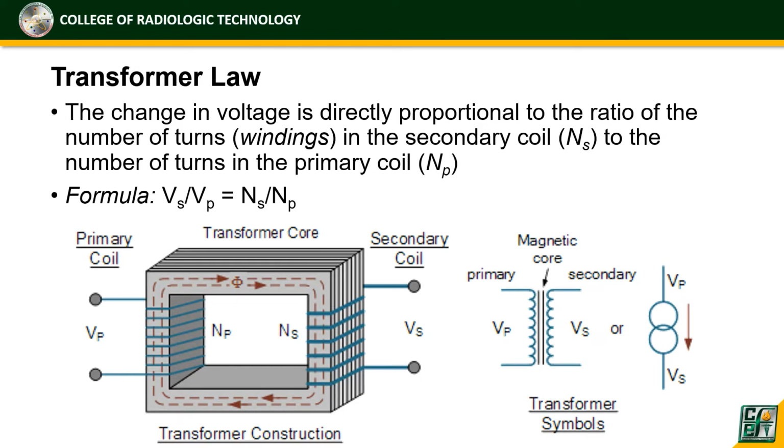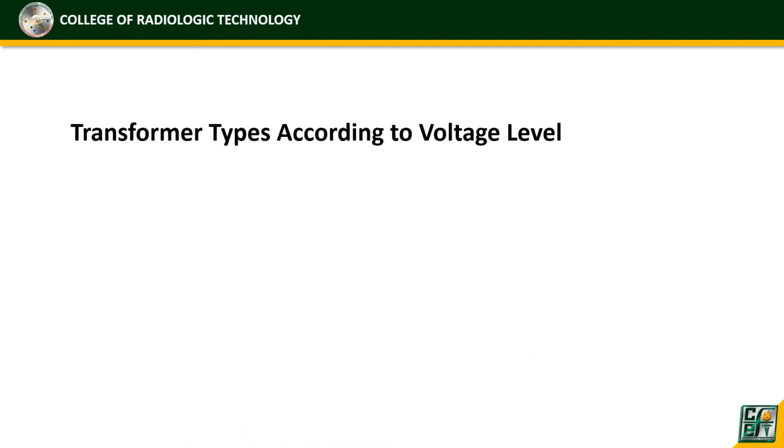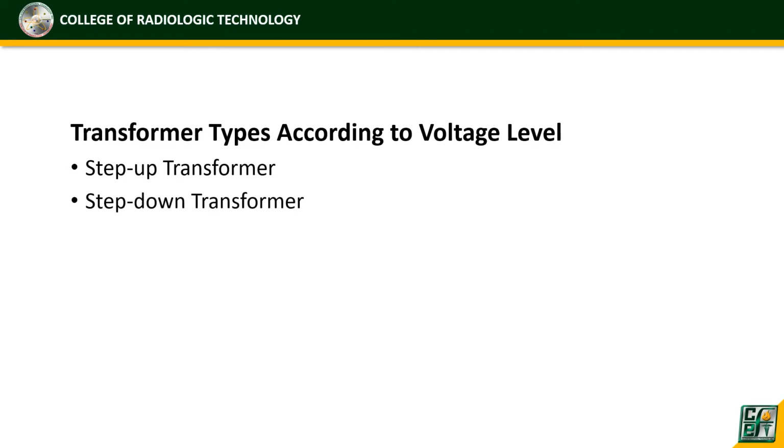You can see there the symbols. Okay, this is the transformer symbols. Voltage primary, secondary voltage. Okay, the windings or the turns. And now we discuss the two types of transformer according to voltage level. So first, the step-up transformer and the step-down transformer.